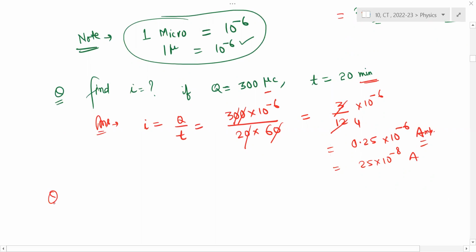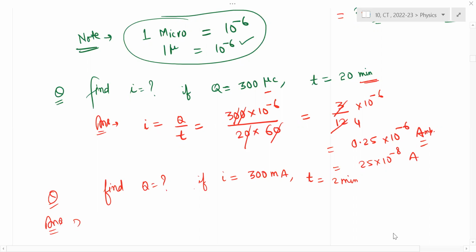Last question now. Find Q if I equals 300 milliampere and time is 2 minutes. Please reply. Q is how much? Be fast. Sir, 1 milli is equal to how much, sir? 10 raised to minus 3, I told, no.